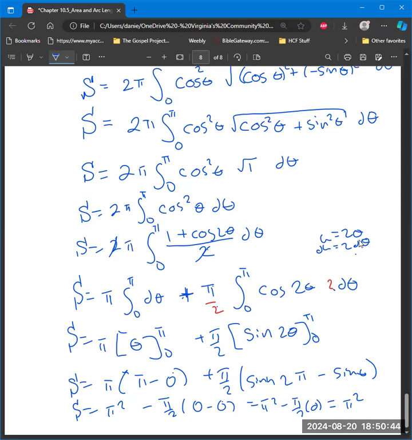Then over here, we're going to have pi over 2 times sine of 2 theta evaluated from 0 to pi. So that's pi over 2 times sine of 2 pi, which is 0, minus sine of 0, which is also 0. 0 minus 0 is 0. And so that's a big fat 0 there. Pi squared minus 0 is pi squared. And this is going to be units squared for this problem.